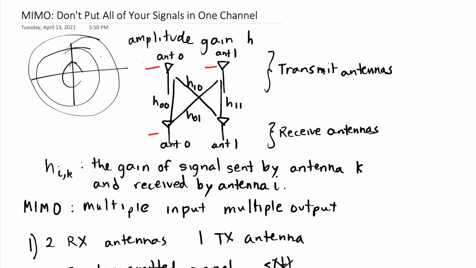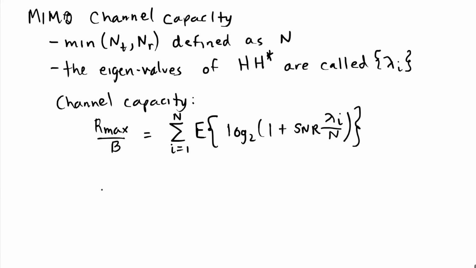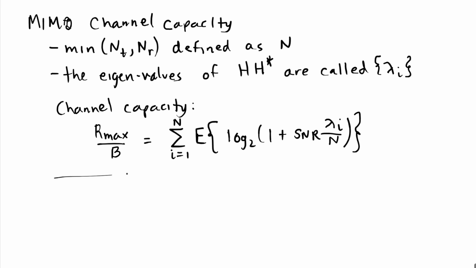So this is our topic of don't put all your signals in one channel. If we use multiple channels by having multiple antennas at the transmitter and receiver, we can really do a remarkable job of increasing the spectral efficiency of our communication systems.